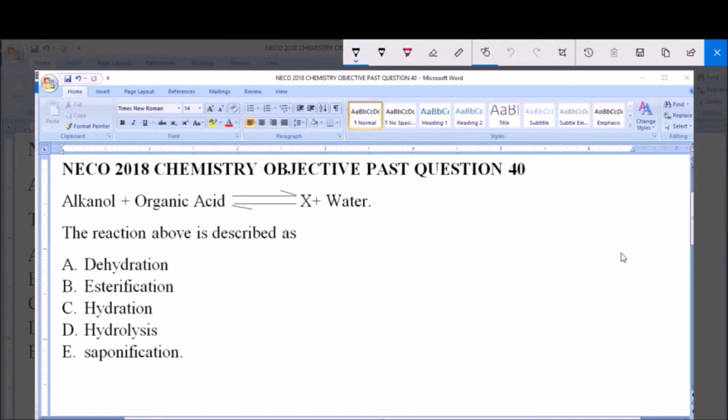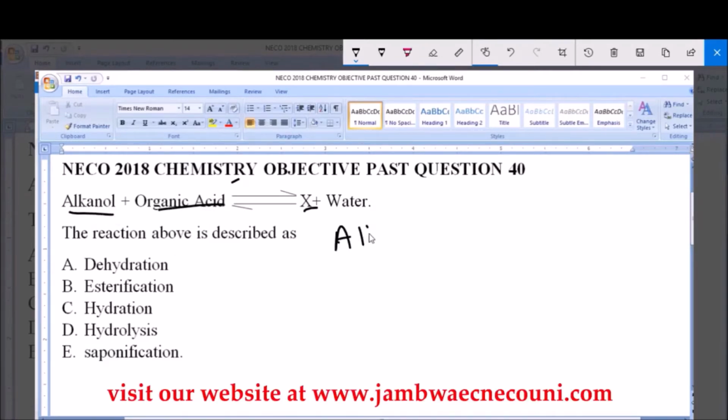So we have a reaction here between alkanol and organic acid to give an unknown compound X and water. So the reaction above is described as A. Dehydration, B. Esterification, C. Hydration, D. Hydrolysis, E. Saponification.